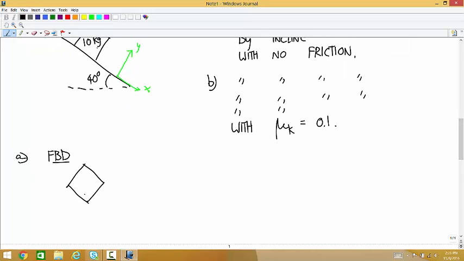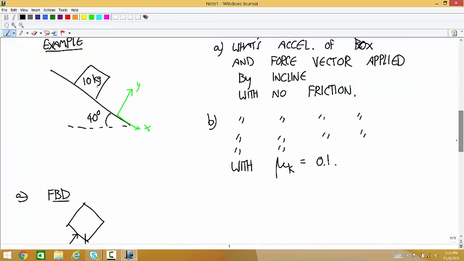There's a weight force of 10 times 9.81. And then there is a pushing contact from the ground. I'll call that N. And if you go around the boundary of the box, there's nowhere else that anything contacts the boundary. So that's all the forces.